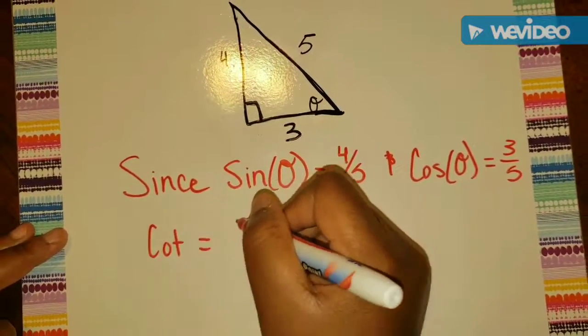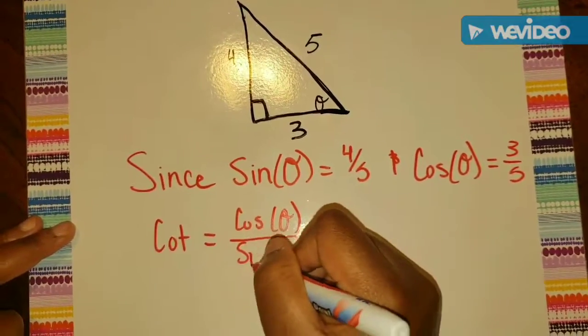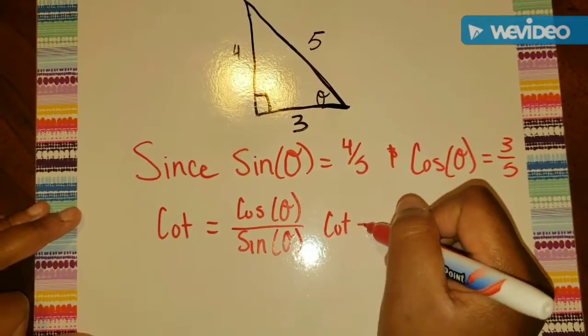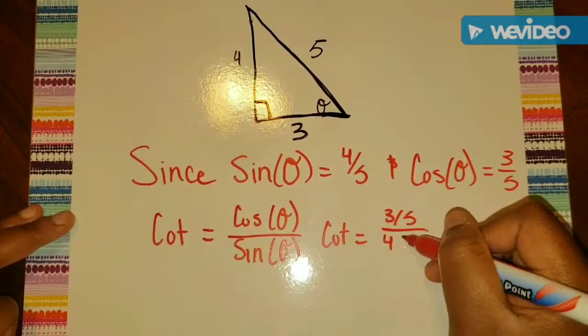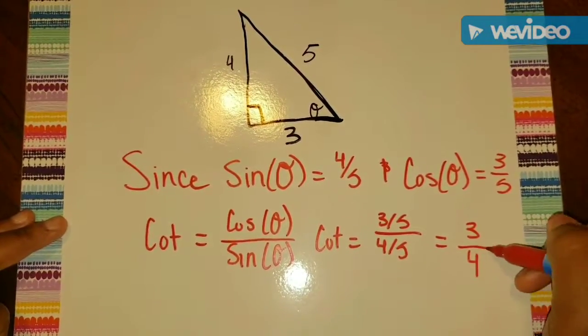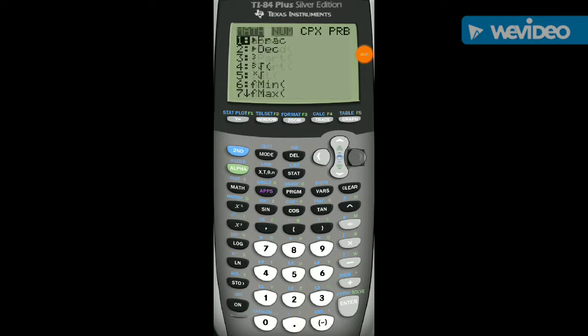Now knowing that the cotangent is opposite of tangent, we should know that 3/5 divided by 4/5 should give us 3/4. So now we're going to plug this into our calculator and see if that's correct. So we'll first go to math, over to number, and down to letter D to get the fraction button. And then you just plug in the numbers as you go.